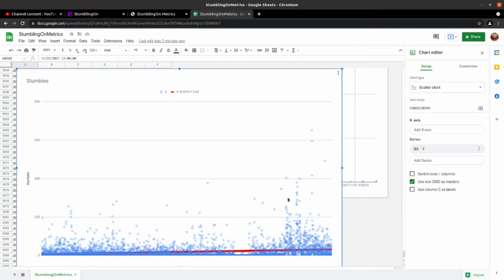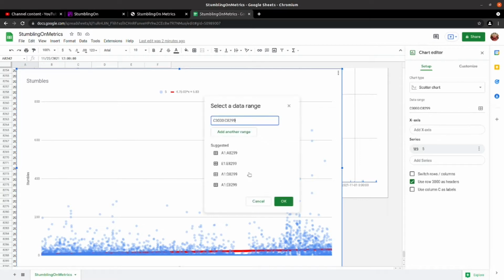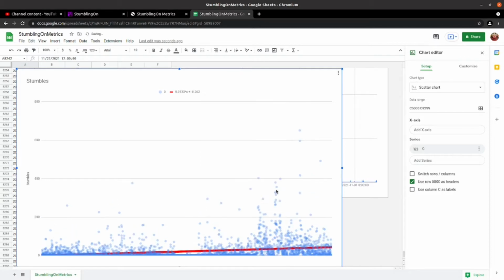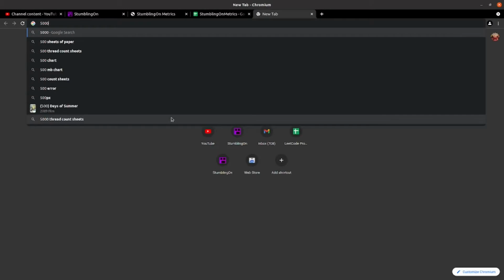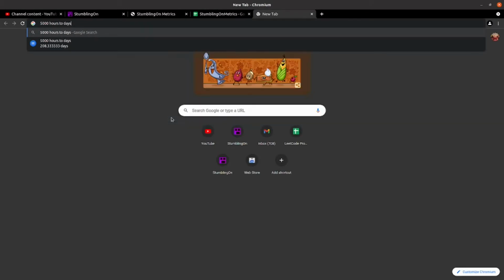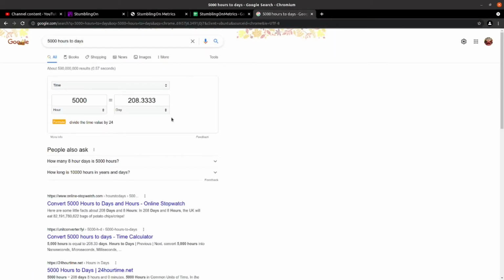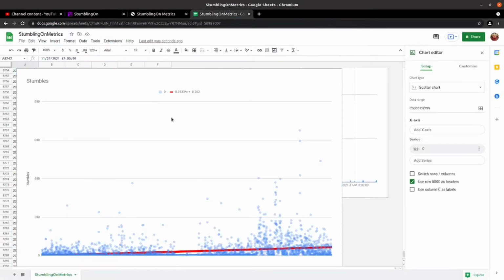One thing we can do to make it a little bit clearer is instead of looking at the last 5,300 data points, we can bring in the time frame a little and look at, say, just the last 5,000 data points. And I think each of these data points is going to be an hour. So let's see, 5,000 hours to days. That's the past 208 days. That doesn't seem quite right. Well, I guess that is longer than I thought. So we were looking at the past 208 days.